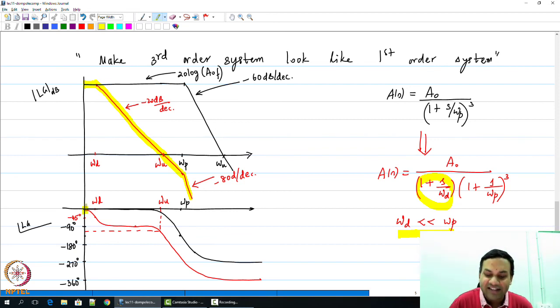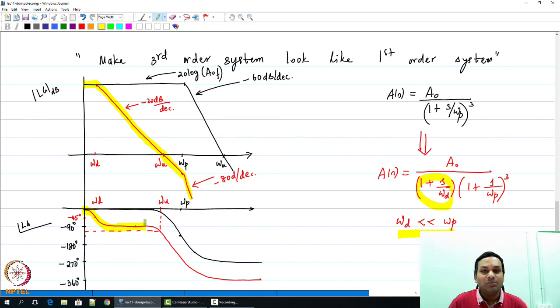Now, what happens to the phase response? The phase again starts at 0, but at around 1/10 of omega d, the phase starts reducing. At omega d, you will get a phase of minus 45 degrees from the omega d pole, and once you go far enough beyond omega d, the phase will asymptotically approach minus 90 degrees. And it will stay at 90 degrees for a wide range of frequencies.